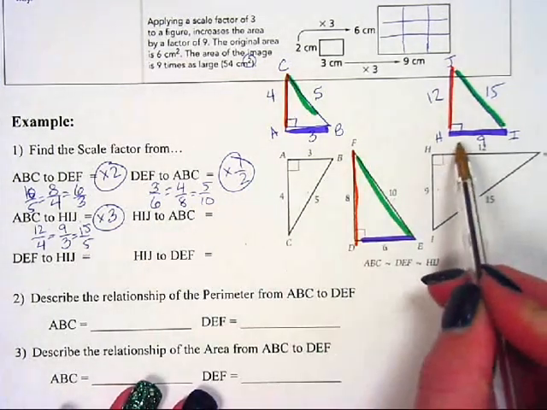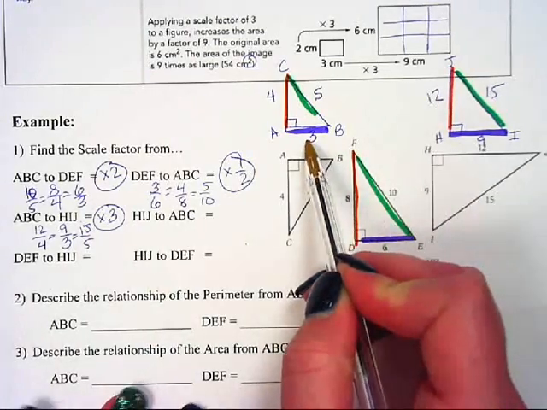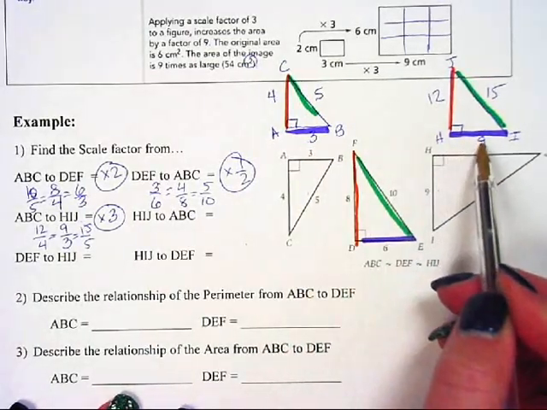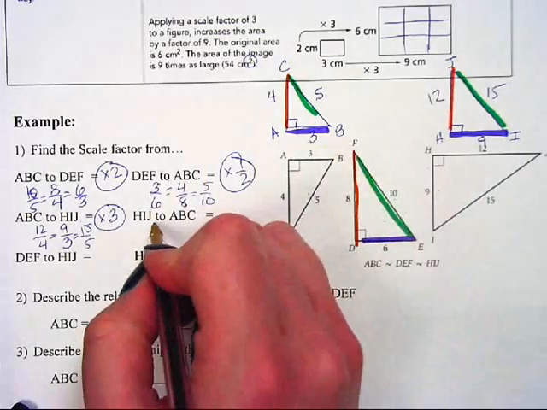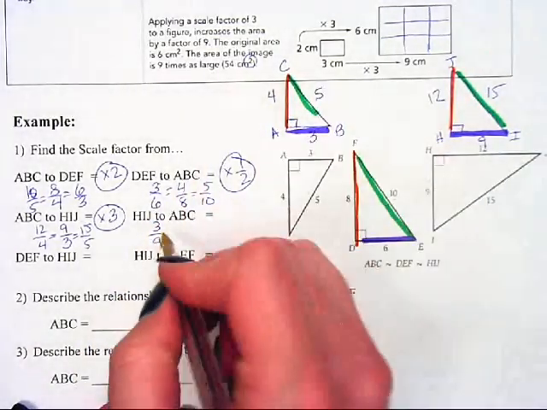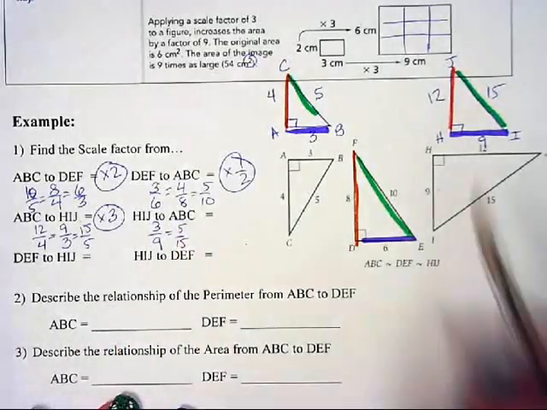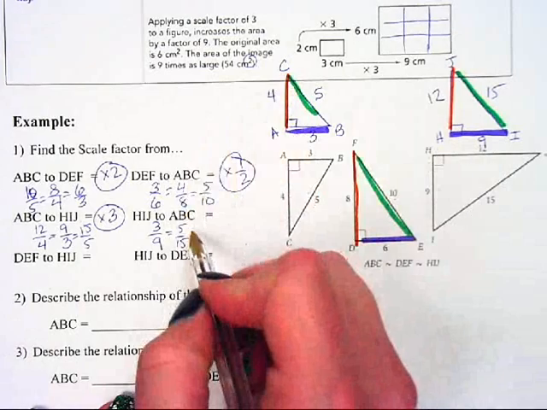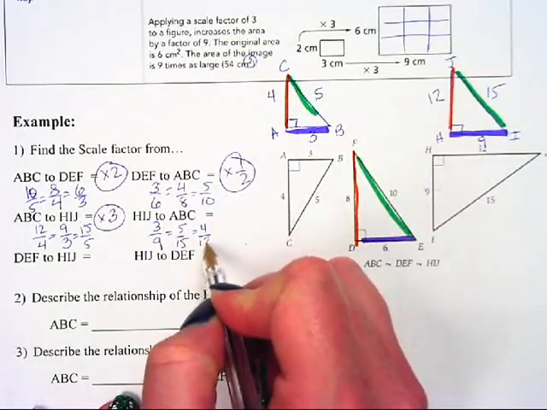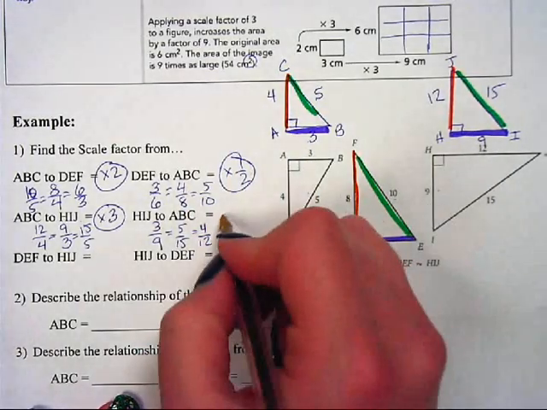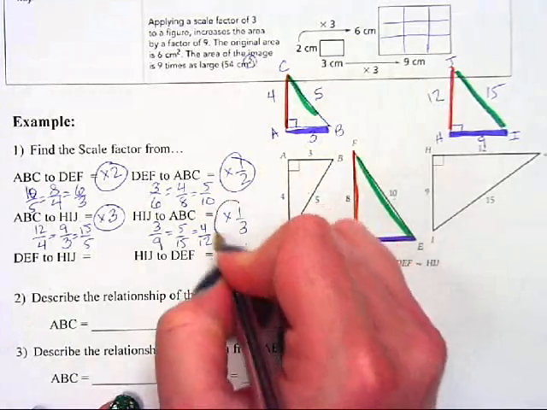So from HIJ to smaller ABC, it's the opposite. So from 3 to 9, right? From 15 to 5, original is 5 to 15. And then from 12 to 4, my new is 4, the original is 12. All of those fractions simplify to be 1/3.